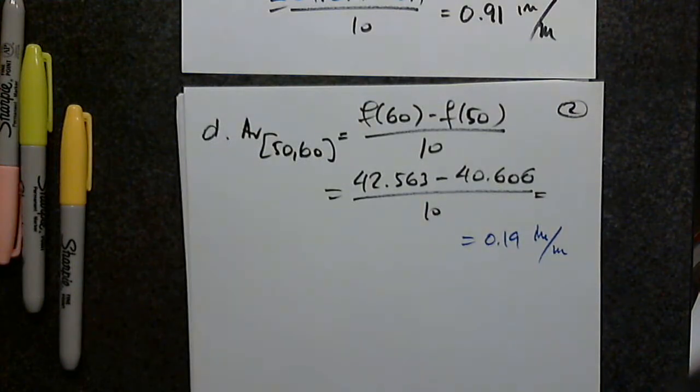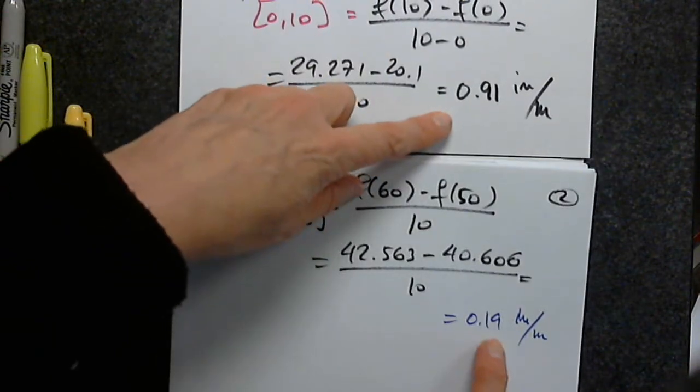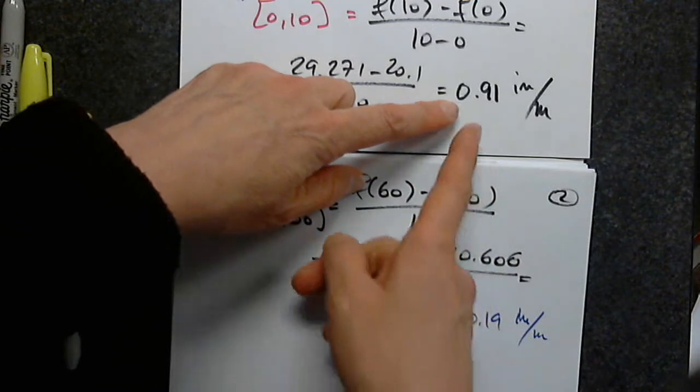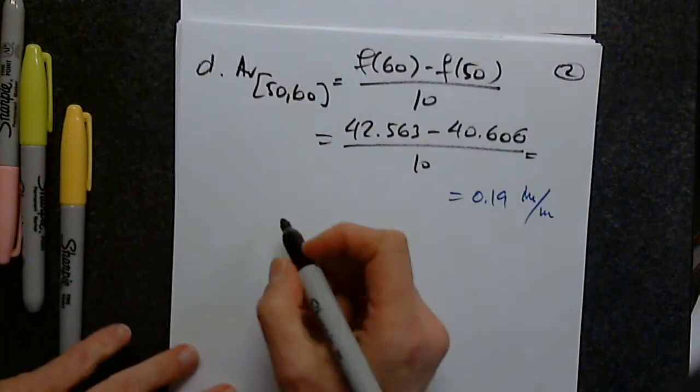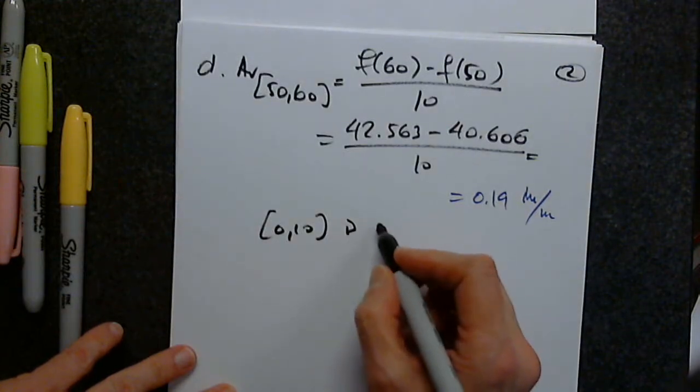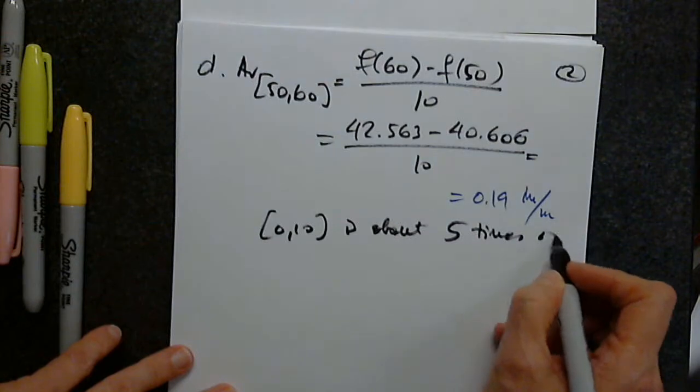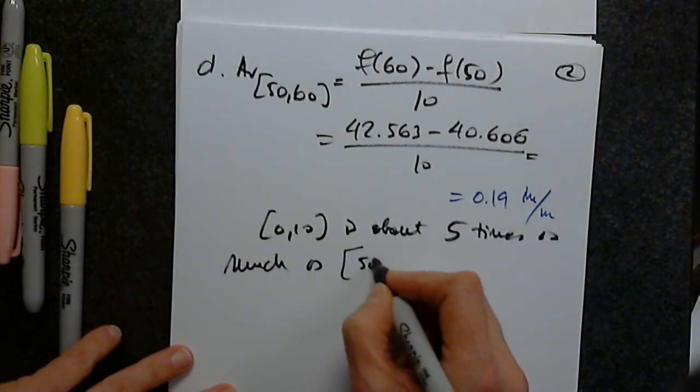So now they're asking us, as the final question, how does this compare with the answer in part C? So how does this compare with the answer in part C? Yes, even I would say five times less. If I consider this 0.2 and this 1, so this is kind of five times as much as this. Does it make any sense? So I will say between 0 and 10 is about five times as much as between 50 and 60.